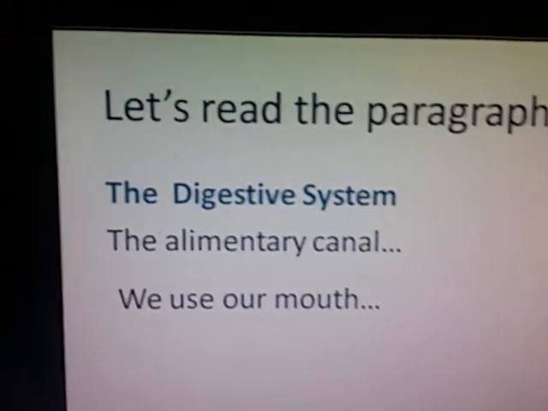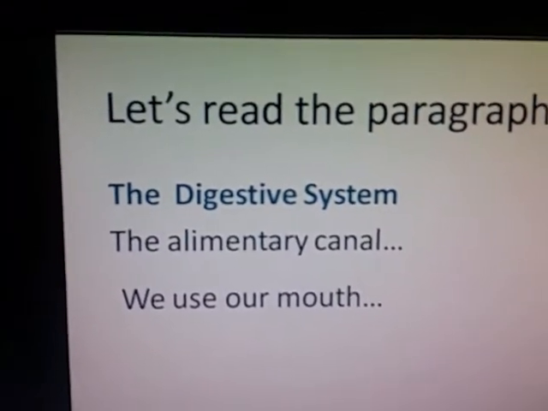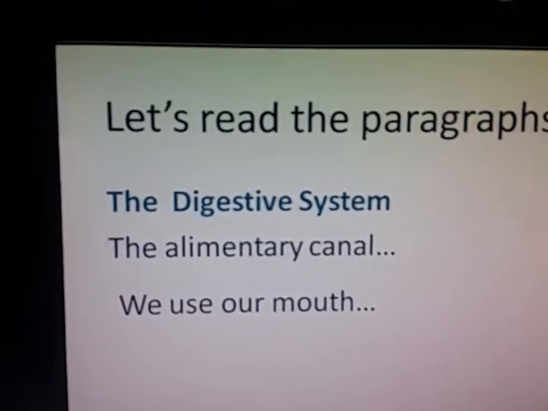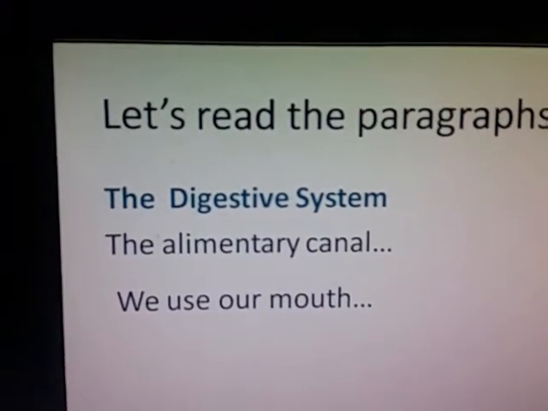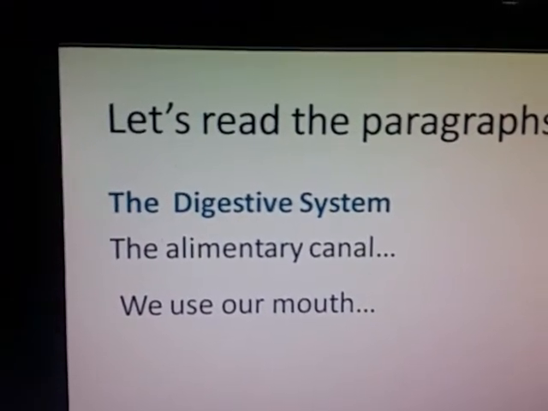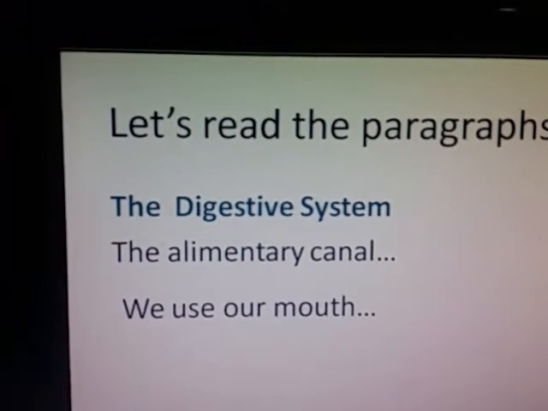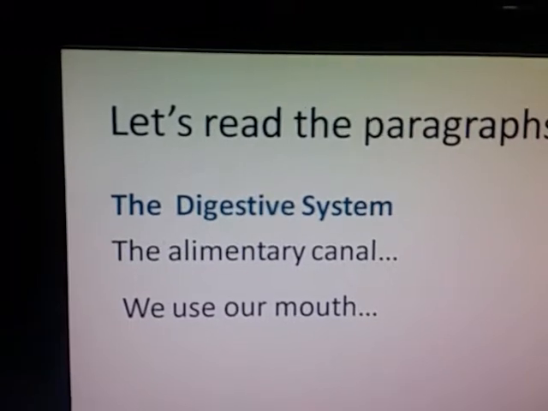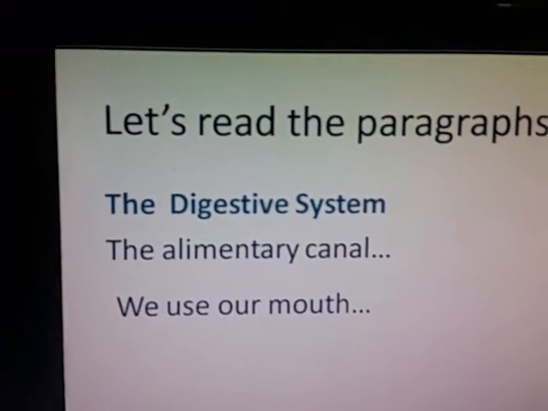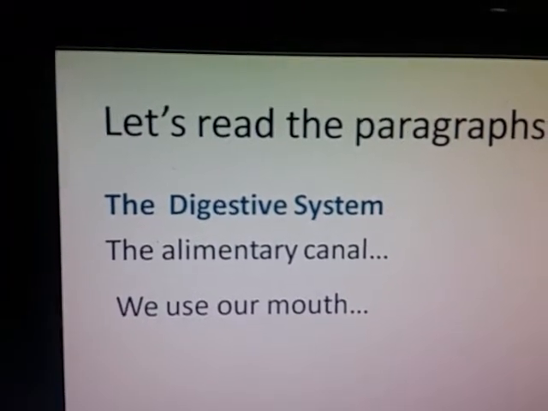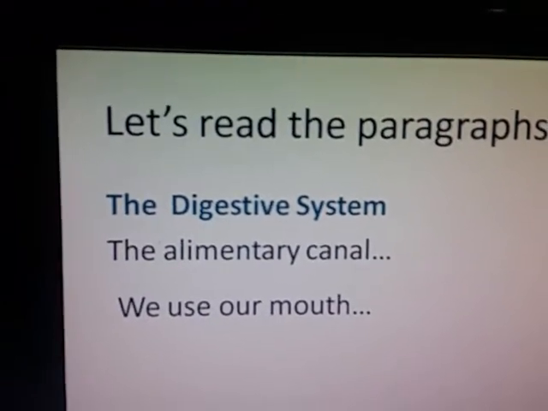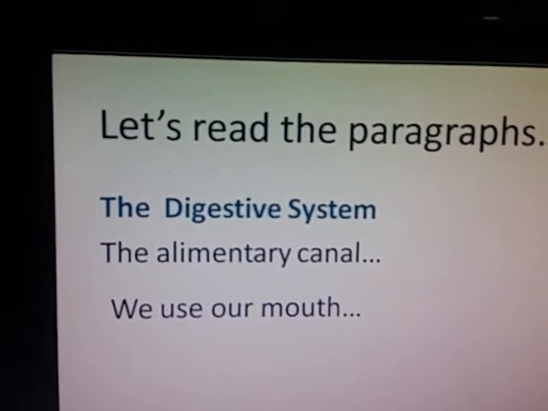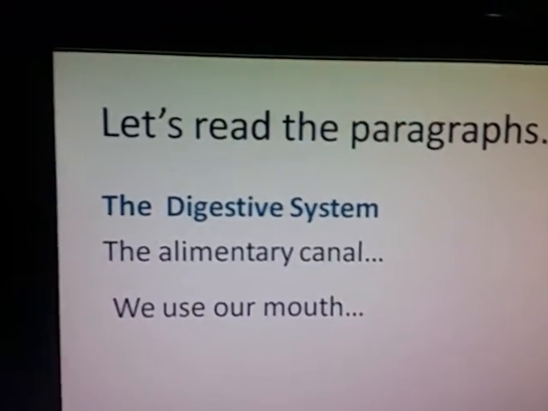Next paragraph. We use our mouth to breathe and talk. It is also the first part of the digestive system. Your teeth help break food into small pieces and mix it with saliva to make it soft. The saliva starts to digest some carbohydrates and fats. The tongue then pushes the food to the pharynx and down the esophagus.